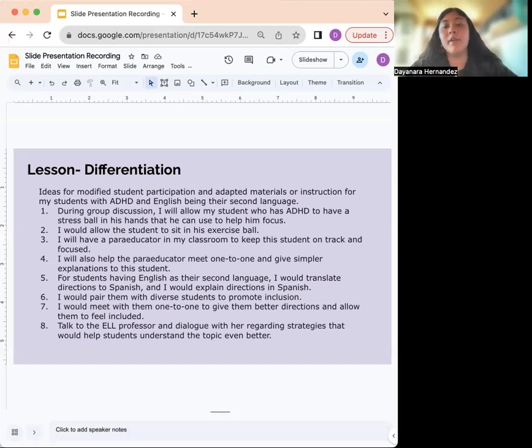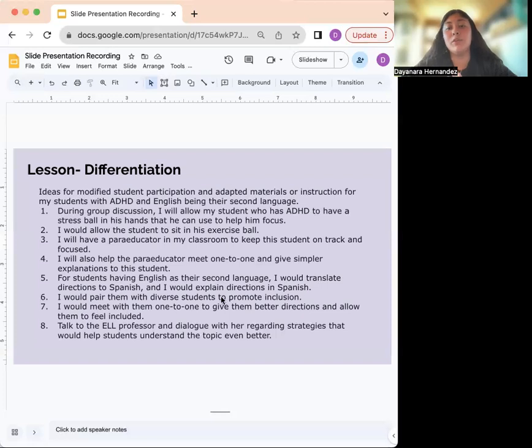I will pair them with diverse students to promote inclusion. I will meet with them one-to-one to give them better directions and allow them to feel included. Another thing I will do is talk to the ELL professor and dialogue with her regarding strategies that will help the students understand the topic even better.